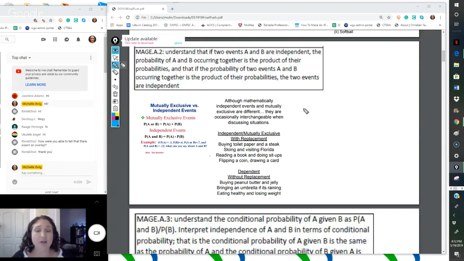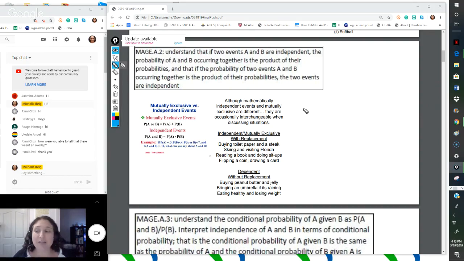That doesn't change. So buying toilet paper and steak doesn't make sense. Skiing while visiting Florida. And if you talk water skiing, that might be different, but that doesn't make sense. Reading a book and doing sit-ups. Those are mutually exclusive events. Flipping a coin, drawing a card. Those are not related. Also, anything with replacement. So you look at the red Skittle and you put it back. You still have the same number of Skittles. That is independent or mutually exclusive.